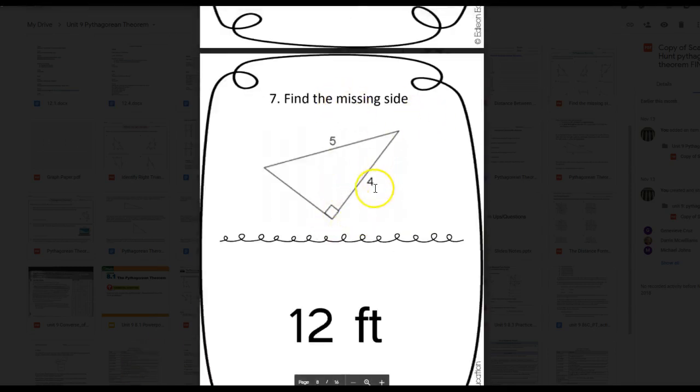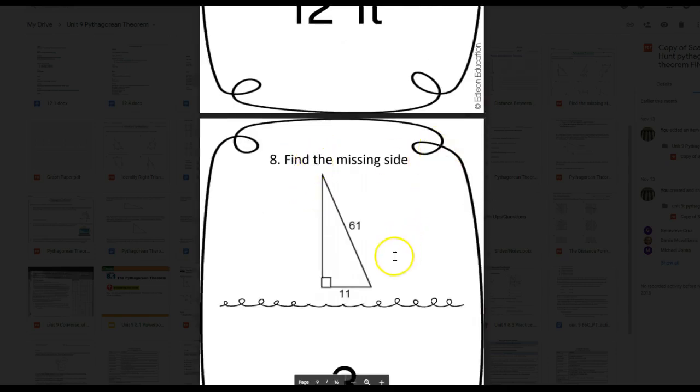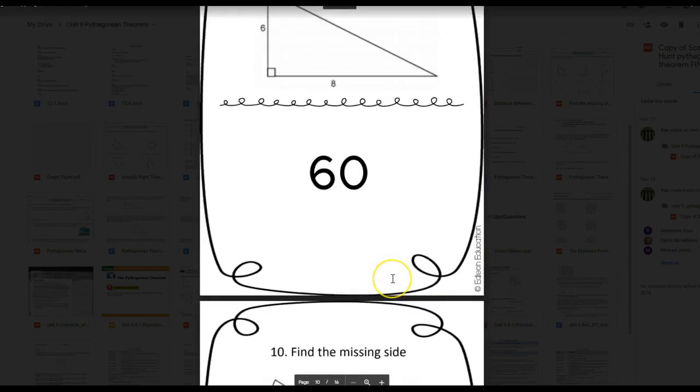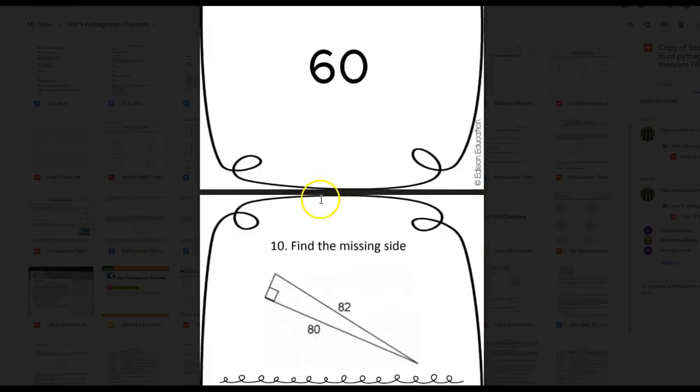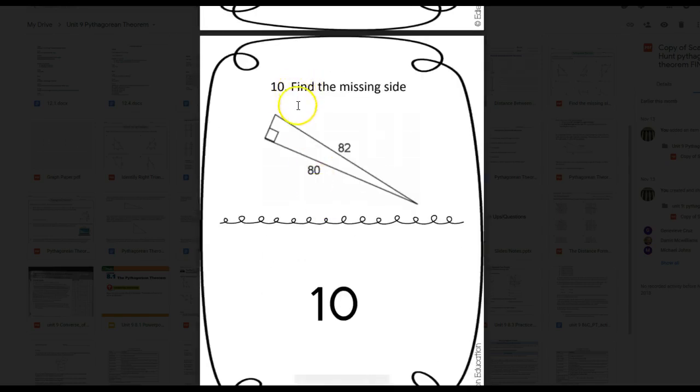Number 7, find the missing side. Okay, you have your hypotenuse, it's 5, so you're looking for the leg. Number 8, find the missing side. Same thing here, you have the hypotenuse at 61, find the missing leg. Number 9, you have legs that are 6 and 8, so you need the hypotenuse for number 9. And the last one, number 10, find the missing side. You have the hypotenuse of 82. One leg is 80, and the other side is what you're looking for, the other leg.